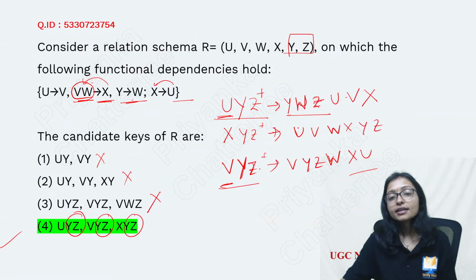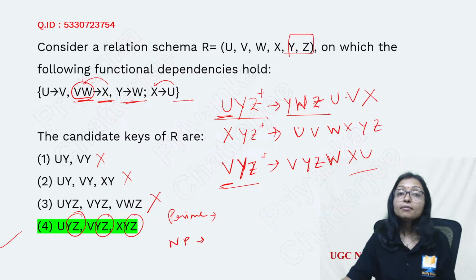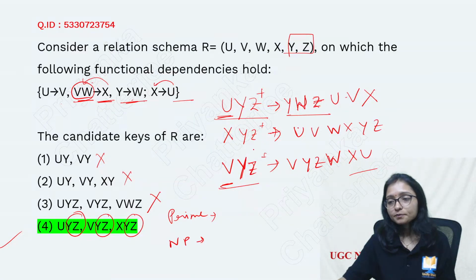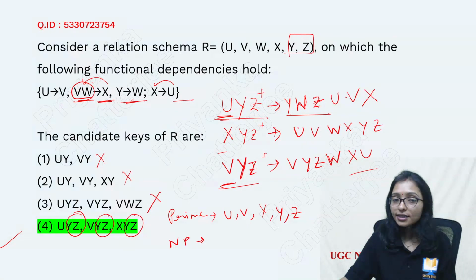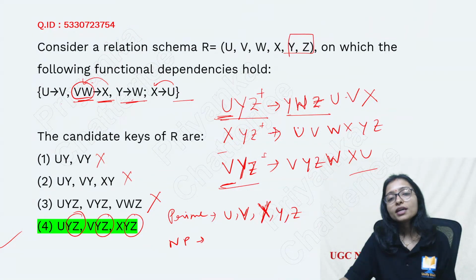After getting the candidate key, you need to find out which one is my prime attribute, which one is my non-prime attribute. Prime means part of a candidate key. What are the parts of the candidate keys? U, V, X, Y, Z. These all are the parts of candidate keys. That's why these are called prime attributes.